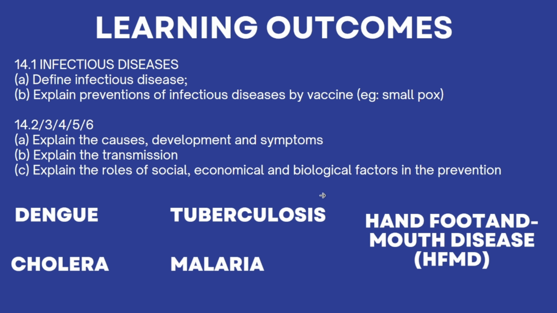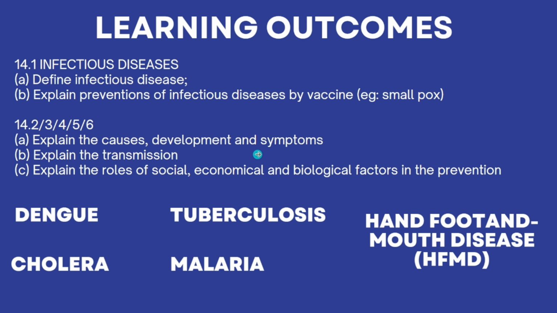in the syllabus. So the first topic, of course, you need to know what is infectious disease. You need to define the infectious disease. And then the next one is the new topic, which is you need to learn about the vaccine using smallpox as example. So this is only the new syllabus add on. In the old syllabus, we don't need to learn about vaccine. But for now, you need to learn about the vaccine.